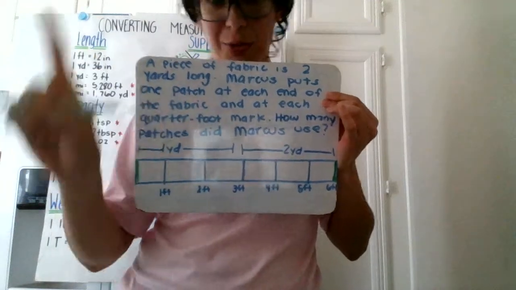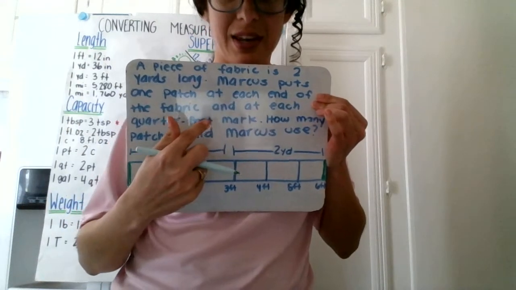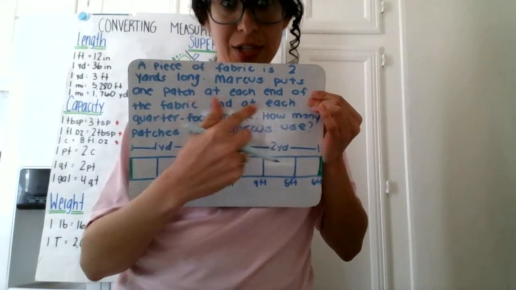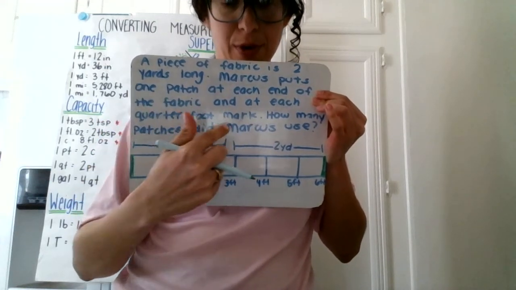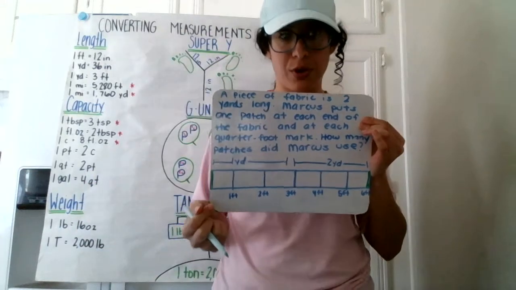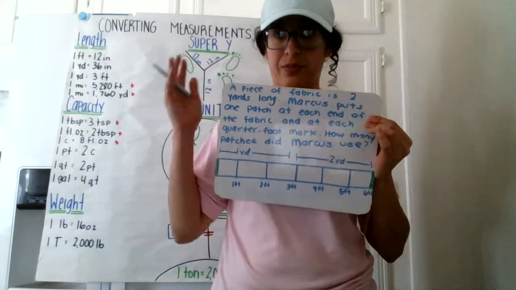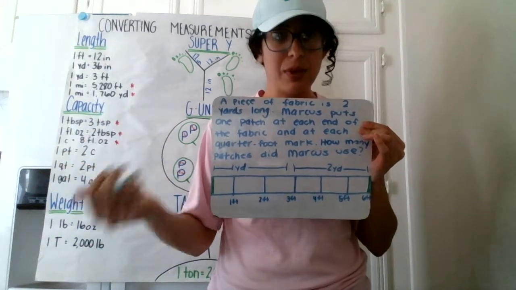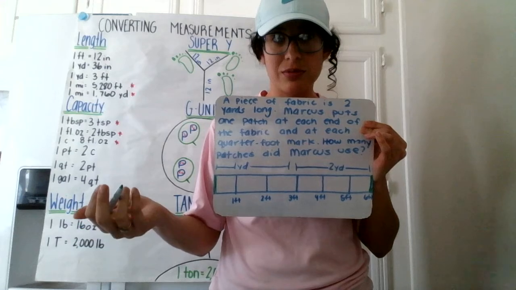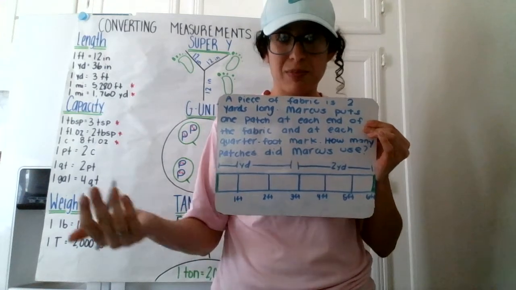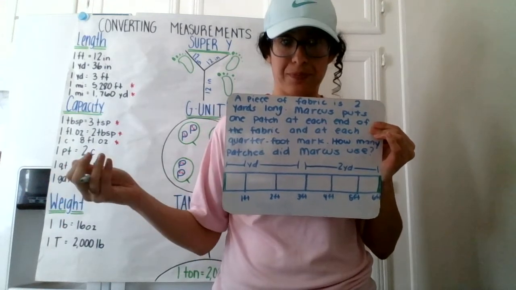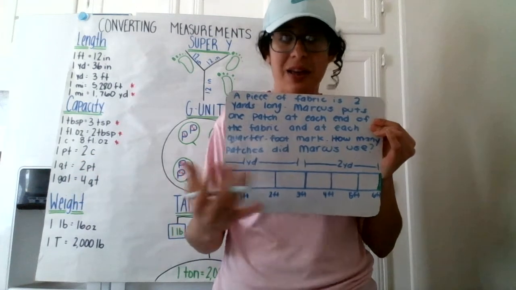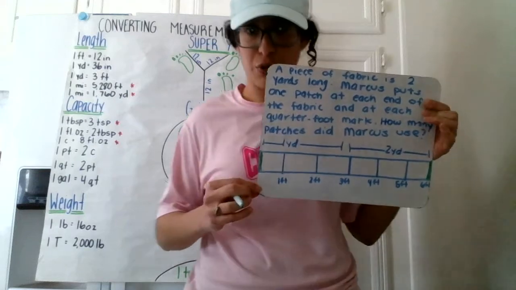But then the really confusing part came out and it said, and at each quarter foot mark. At each quarter foot mark. Now, many of you might right away think, oh, that's a fourth. But many people, or at least students your age, might forget that. Okay? Adults know that. Okay? But they were confused on just how to do it. Okay? So I'm just going to show you.